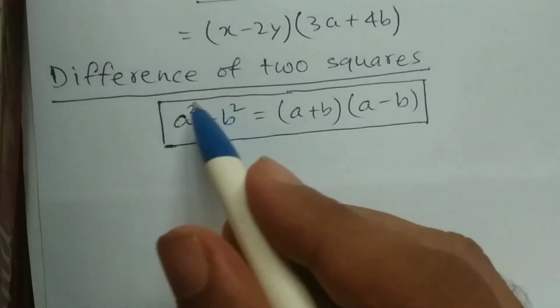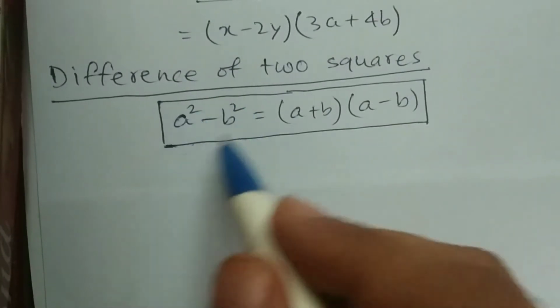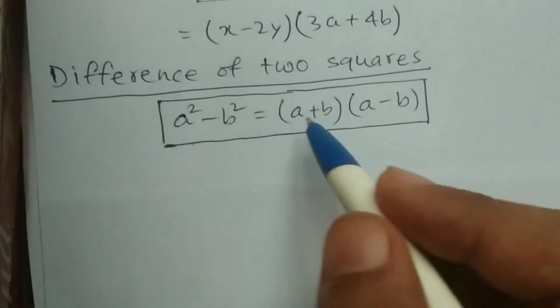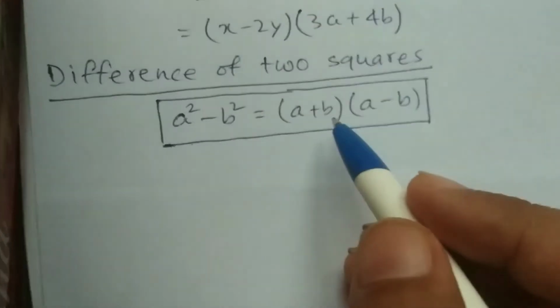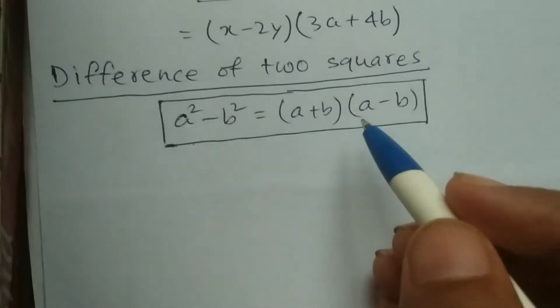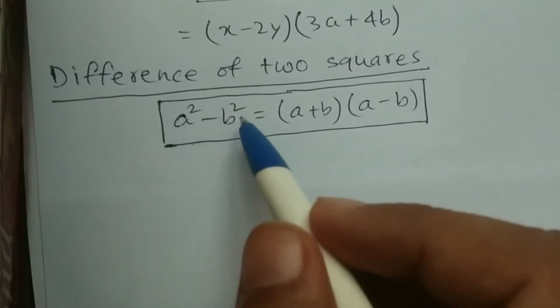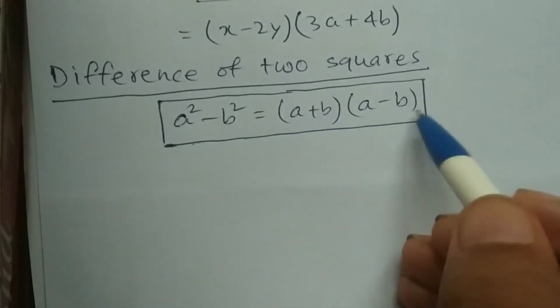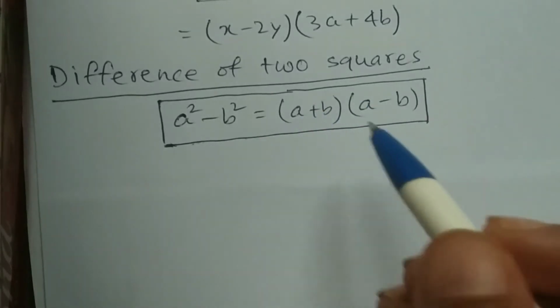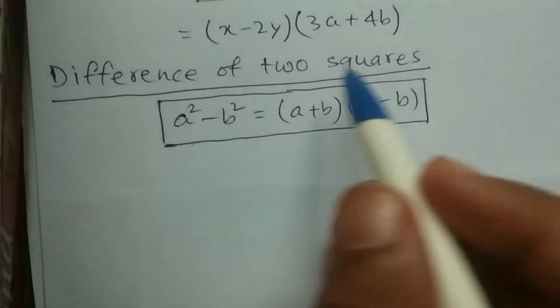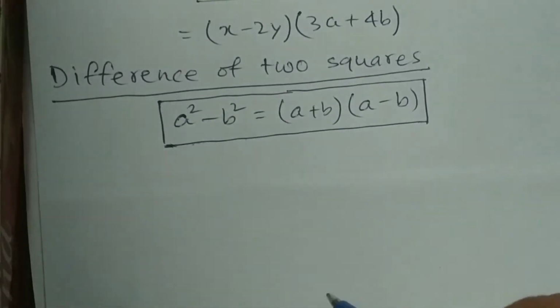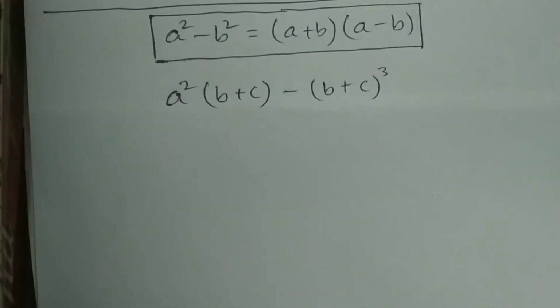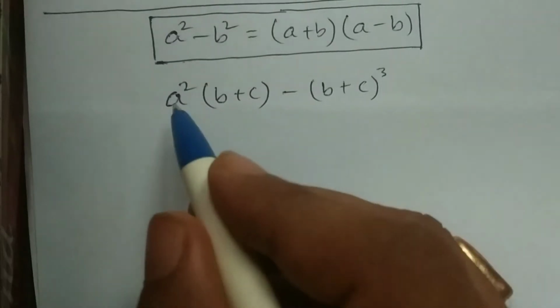So if anything is in this pattern, then we have to break it using this factorization formula. So the a square minus b square formula is a plus b into a minus b. So this is the factorized formula for the difference of two squares. So now I will show you by using some examples. Let me show you the examples. Okay, so I have written one example.